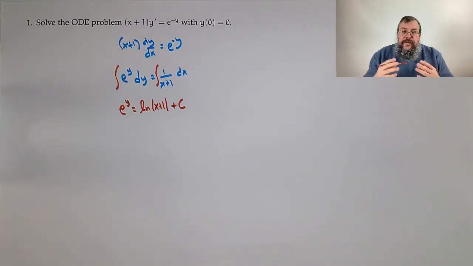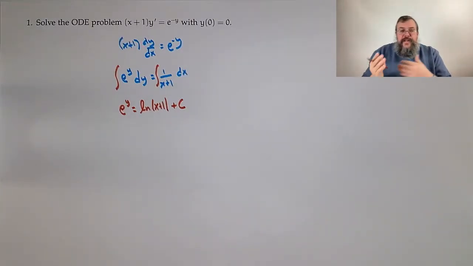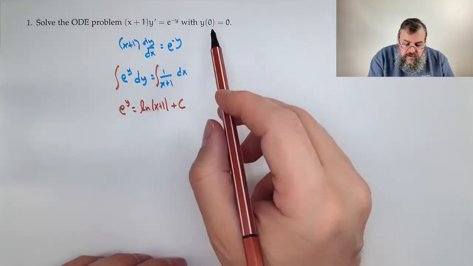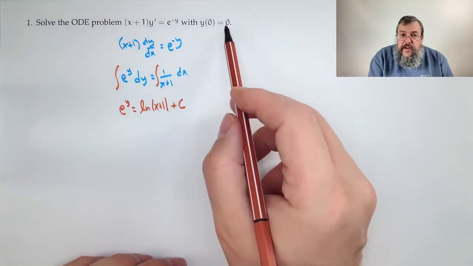Now, we need to do two things. We need to solve for c, and because it says solve, we really should get y by itself. Now, we can do it in either order. Get y by itself, then solve for c, or solve for c and then get y by itself. Let's solve for c now. No reason that we can't. If we do that, what do we get? Well, notice this says when x equals 0, y equals 0. That's what this is telling us.